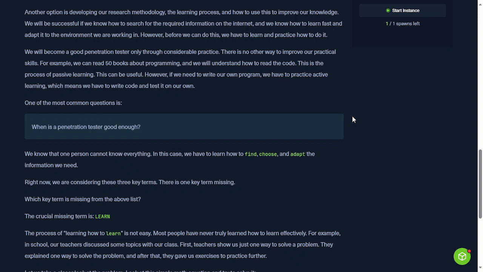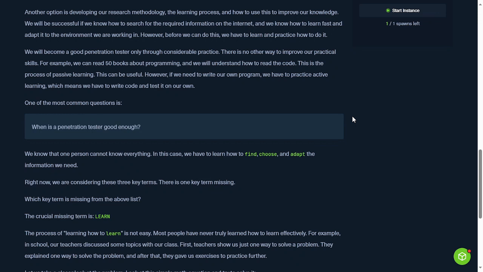There is no other way to improve our practical skills. For example, we can read 50 books about programming and we will understand how to read the code. This is the process of passive learning. This can be useful. However, if we need to write our own program, we have to practice active learning, which means we have to write code and test it on our own.